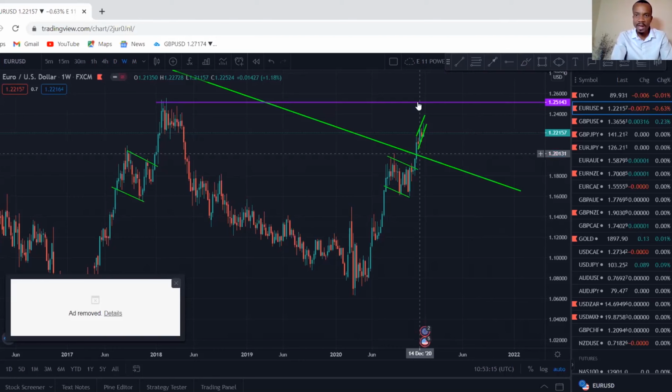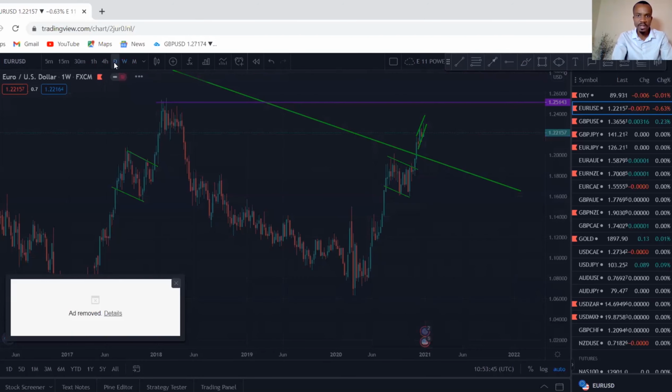If price breaks above this area of 1.25, then price will push to the upside. If price breaks above there, then we're looking at a bullish movement. But if price doesn't break this level, price may consolidate, then break back in, form some head and shoulders, then push to the downside. So that's what we're anticipating on the weekly and daily time frame.